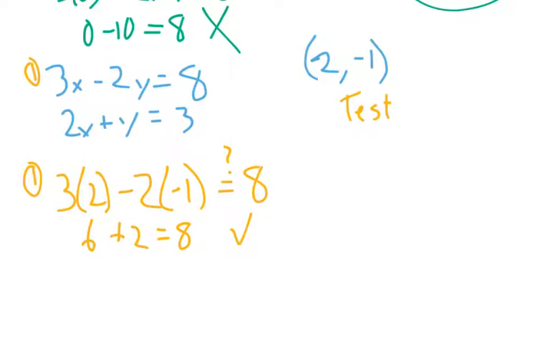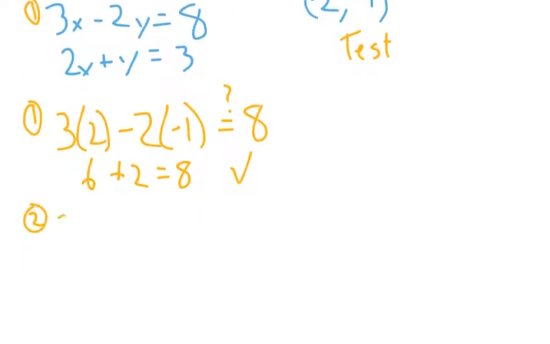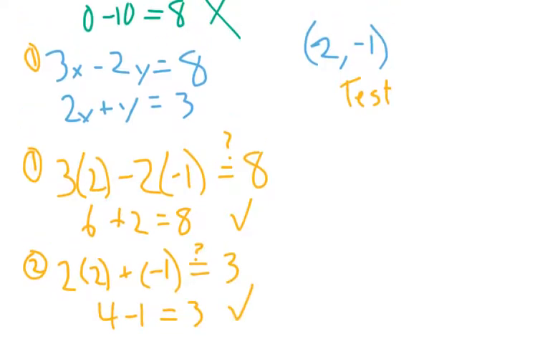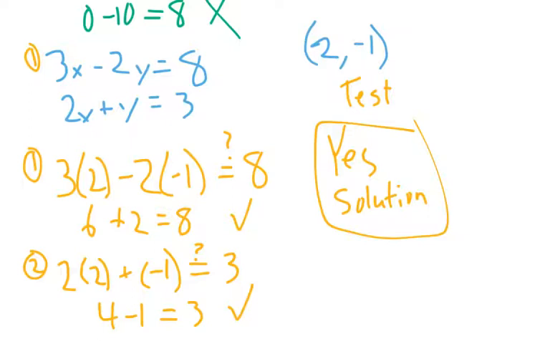Now, we haven't determined if this is a solution yet. So far, it's a great candidate for being a solution, but we have to test in the other one as well. So 2 times 2 plus -1, question mark equal sign 3, and we'll get 4 minus 1 equaling 3. Check. Since we do have 2 check marks, that means that yes, this is a solution. It depends on how the question's asked, like is it a solution, or determine if it is a solution. So yes, that is a solution.